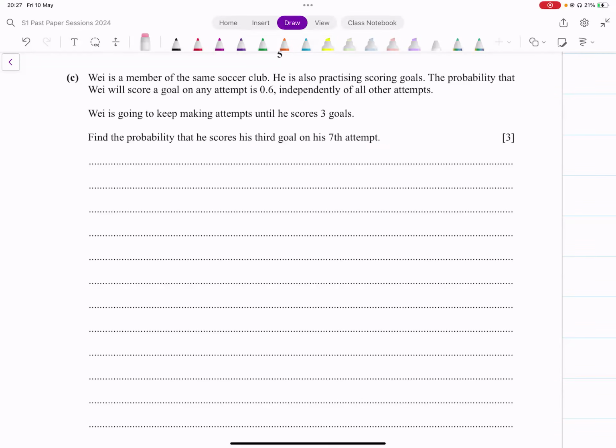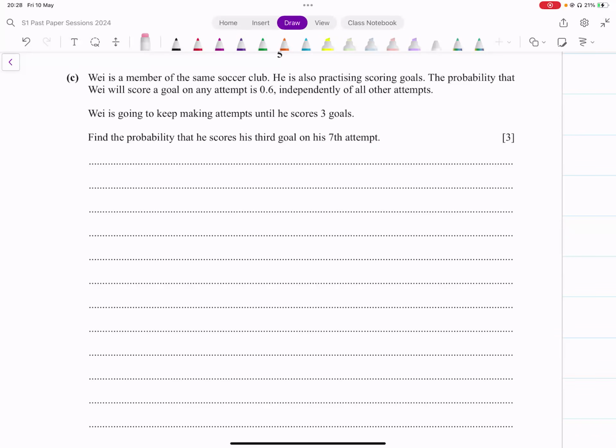Okay. Now, find the probability that he scores his 3rd goal on his 7th attempt. Now, what kind of distribution is this? This is not geometric. This is not standard binomial as well. It's kind of a mixture of both of them. Now, let's try to understand this. His 3rd goal has to come on his 7th attempt.